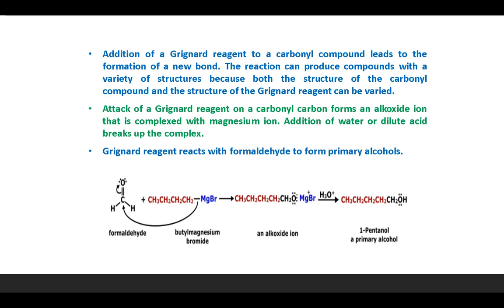Here you can see Grignard reagent can readily react with formaldehyde. Now you will get primary alcohols. For example, here, the butyl part of butyl magnesium bromide will attack as the nucleophile on the carbonyl carbon, which is electron deficient, and as a result, there is a formation of O- with MgBr+, which on hydrolysis will give you the corresponding alcohol. Here you will get 1-pentanol, which is a primary alcohol.